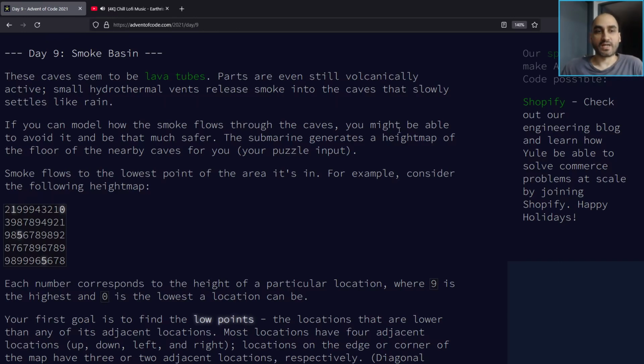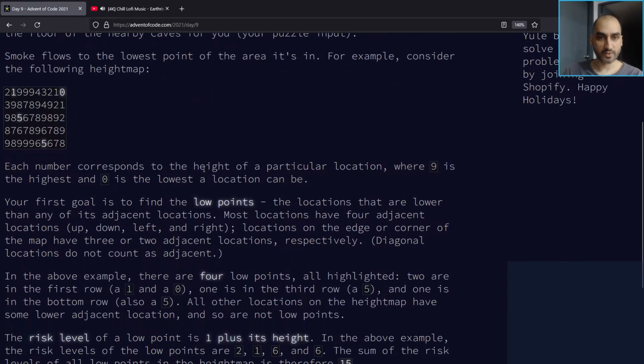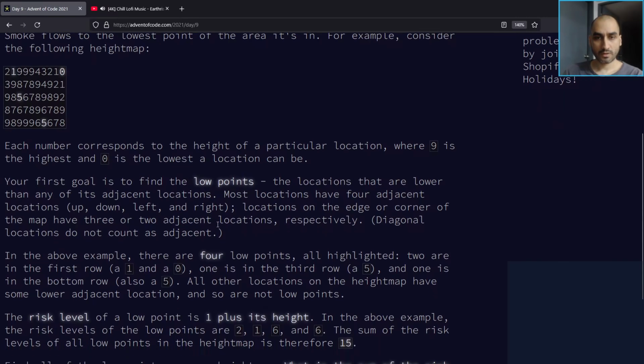The submarine generates a height map of the floor of the nearby caves for you. Smoke flows to the lowest point of the area it's in. For example, consider the following height map. Each number corresponds to the height of a particular location, where 9 is the highest and 0 is the lowest a location can be. Your first goal is to find the low points, the locations that are lower than any of its adjacent locations. Okay, so it's like a trough. Most locations have 4 adjacent locations. Locations on the edge or corner of the map are 3 or 2, respectively.